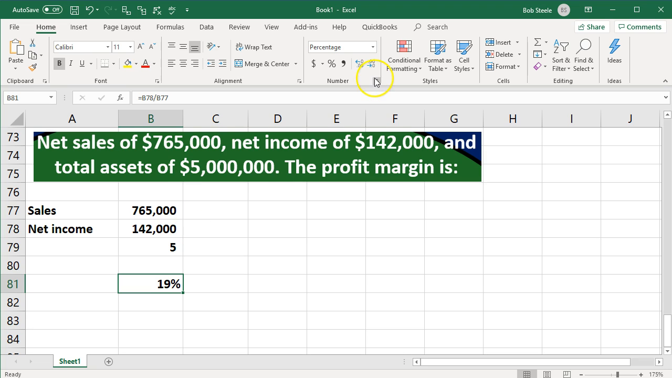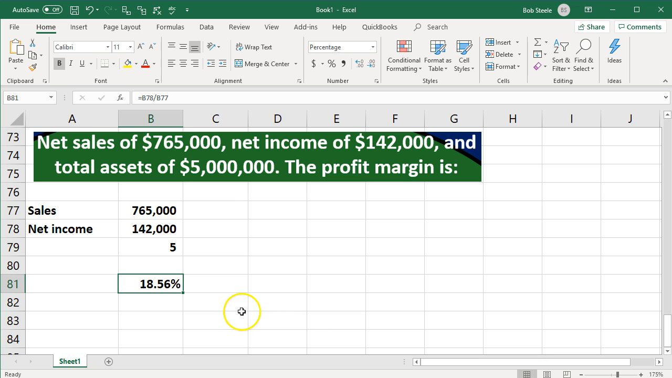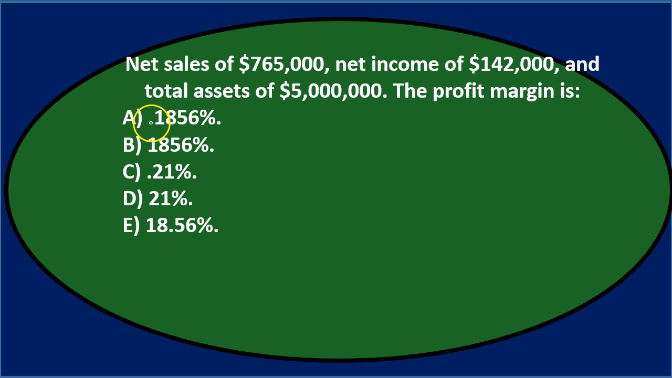So we got 19. If we add some decimals to it, 18.56. That looks like a format of the answer we would want. And then if we go back over here, we see the different formats of the answer. We've got 0.1856. Well, no, it would be 0.1856 without the percentage. And then 18.56%. That doesn't seem right. It's not 21, and then it's going to be the 18.56. So really, this has to deal with formatting.